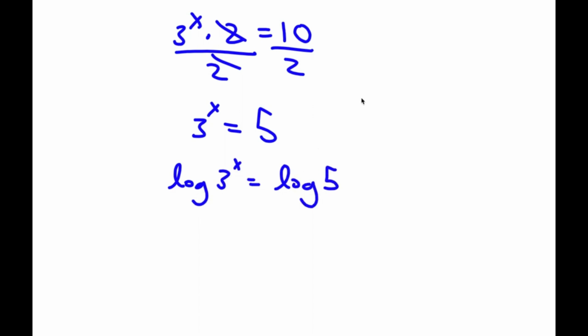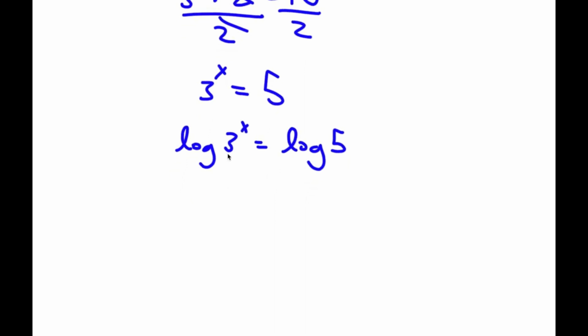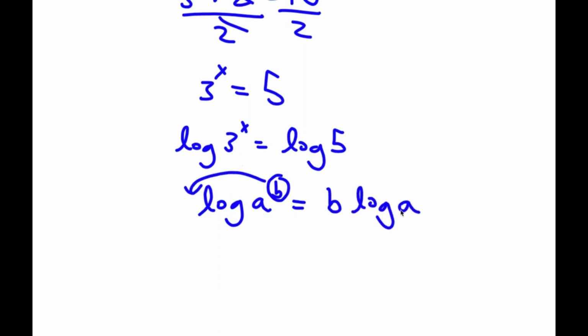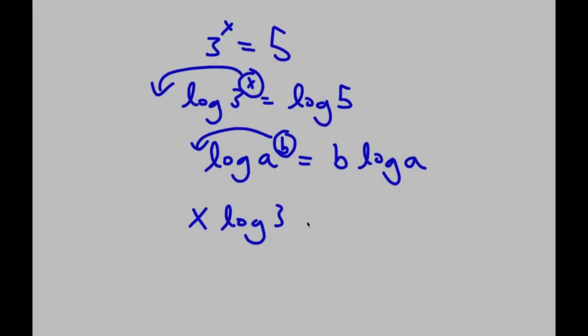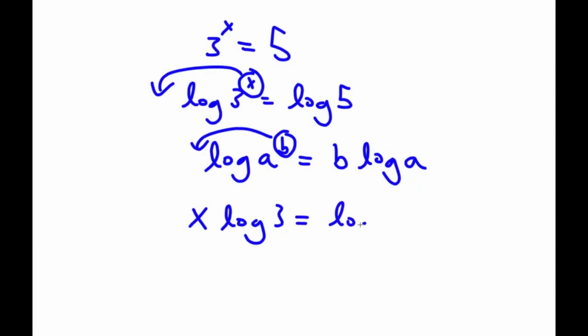And now an important property of logarithms is that if I have something in the form log a to the power of b, I can actually move this exponent b to the front of the logarithm. So this would equal b times log a. So in this case, I have log 3 to the power of x. I can move my exponent x to the front, so I'd have x times log 3 is equal to log 5.